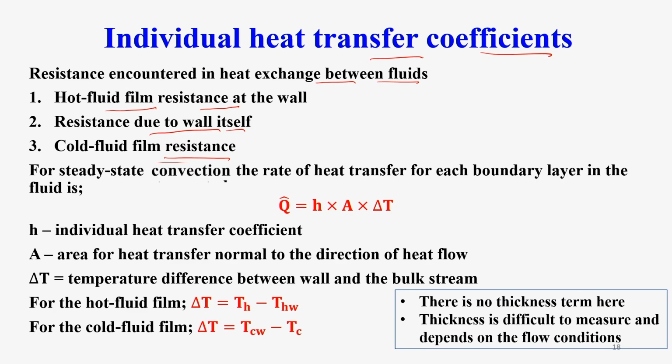So for steady state convection, the rate of heat transfer for each layer of fluid is proportional to delta T, the temperature difference. And the proportionality constant is h, the heat transfer coefficient, into area into delta T. So this is the equation for convection.